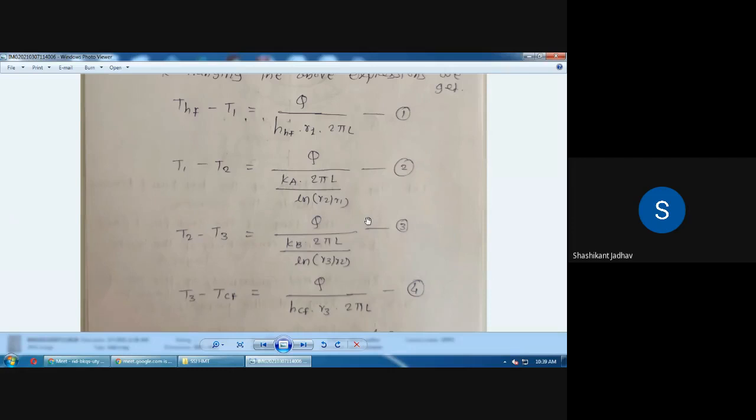Then what is the equation number 3? T2 minus T3 is equal to Q upon KB into 2 pi L divided by ln of R3 by R2. That is the equation number 3. Then T3 minus TCF is equal to Q upon HCF into R3 into 2 pi L, and that is the equation number 4.